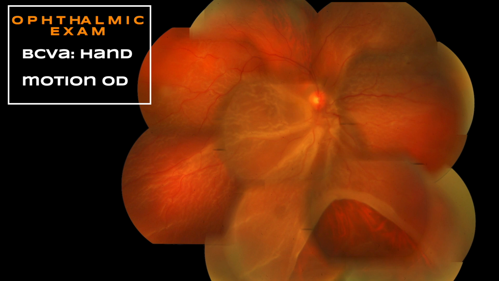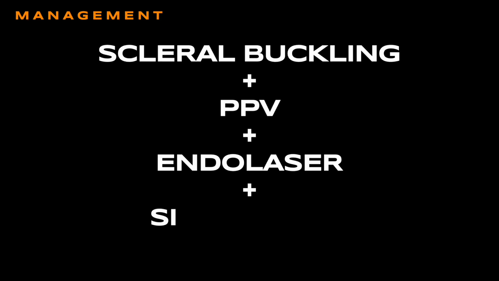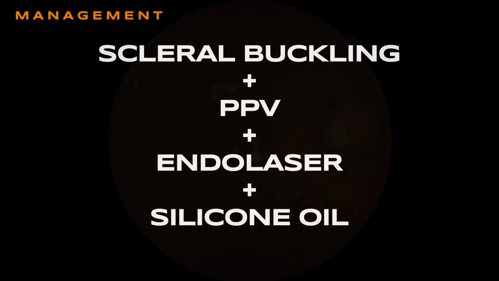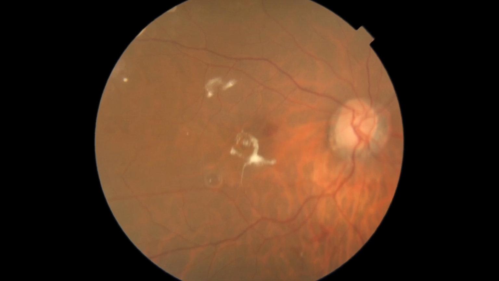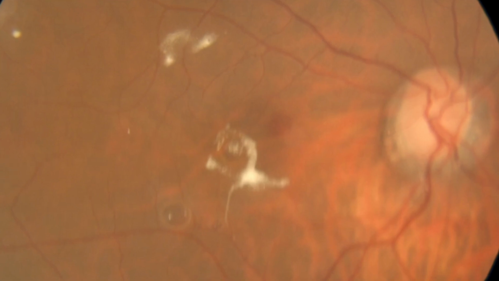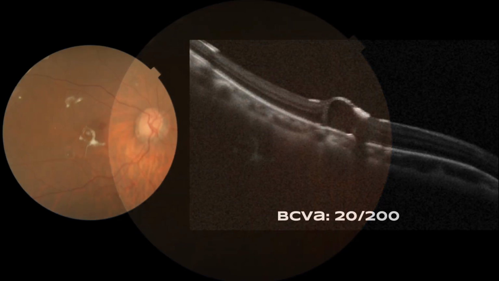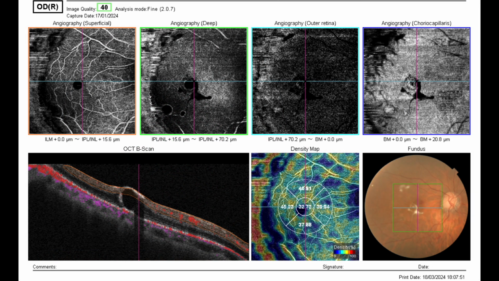tear. The initial approach was scleral buckling, combined with pars plana vitrectomy, endolaser, and silicone oil implantation. The procedure successfully reattached the retina. However, in the early postoperative period, 2 subretinal perfluorocarbon bubbles were visible, one subfoveal, and the other in the inferior temporal parafoveal region. Visual acuity measured at this time was 20/200.